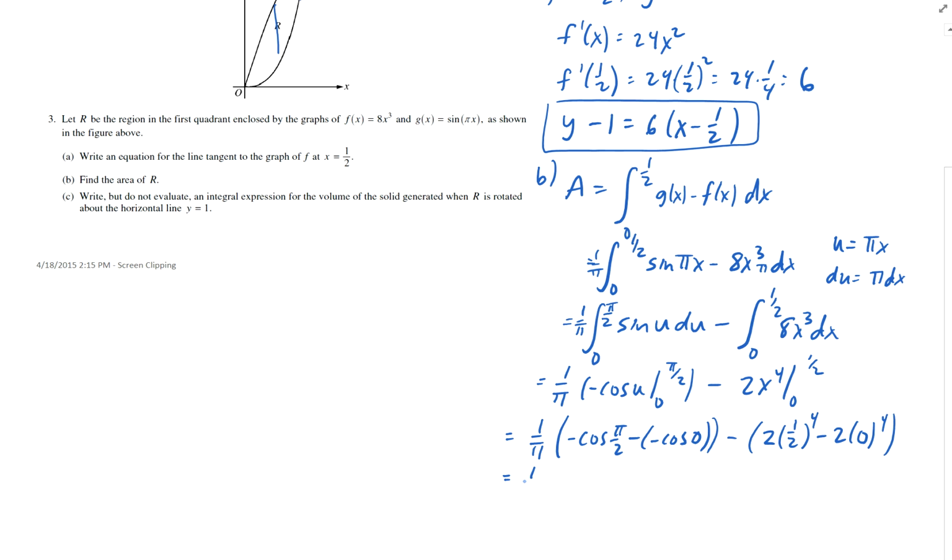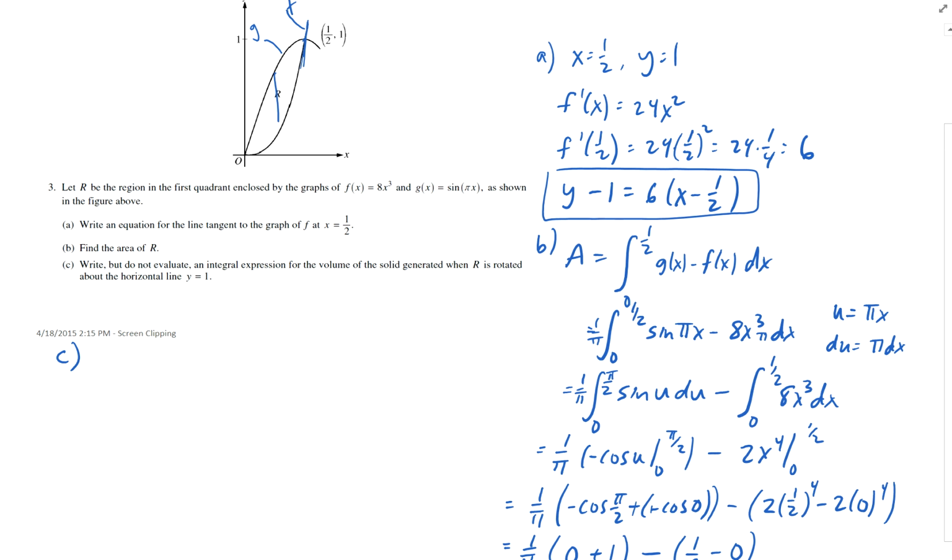So you just got to be careful as you're going here. Cosine of pi over 2 is 0. Cosine of 0 is 1. This is minus, minus is plus, so it would be plus 1. Minus 1/2 to the 4th. 2 times 2 is 4, times 2 is 8, times 2 is 16. 2 over 16 is 1/8, minus 0. So it looks like we've got 1 over pi minus 1/8. Okay, there we go on that one. Okay, and then we've got C.